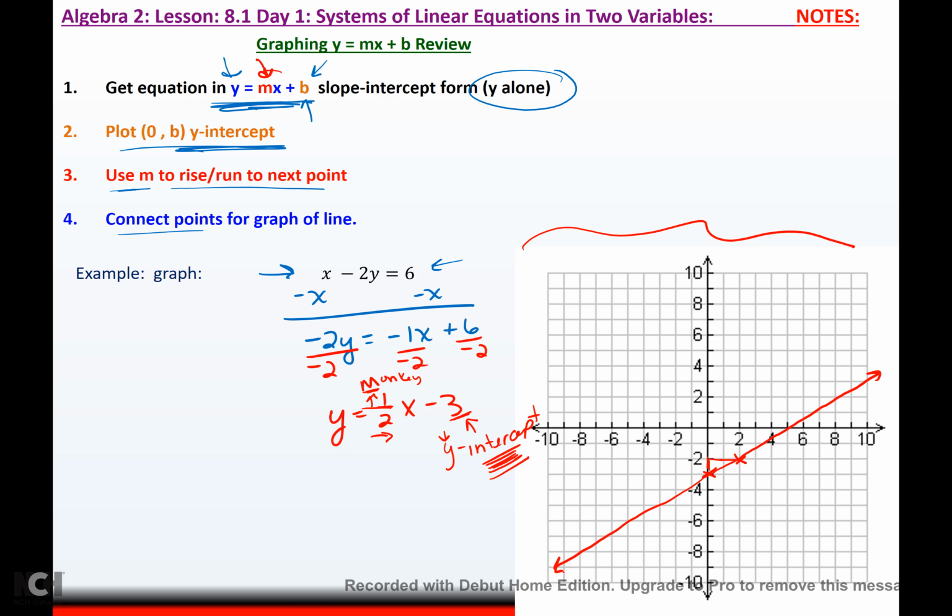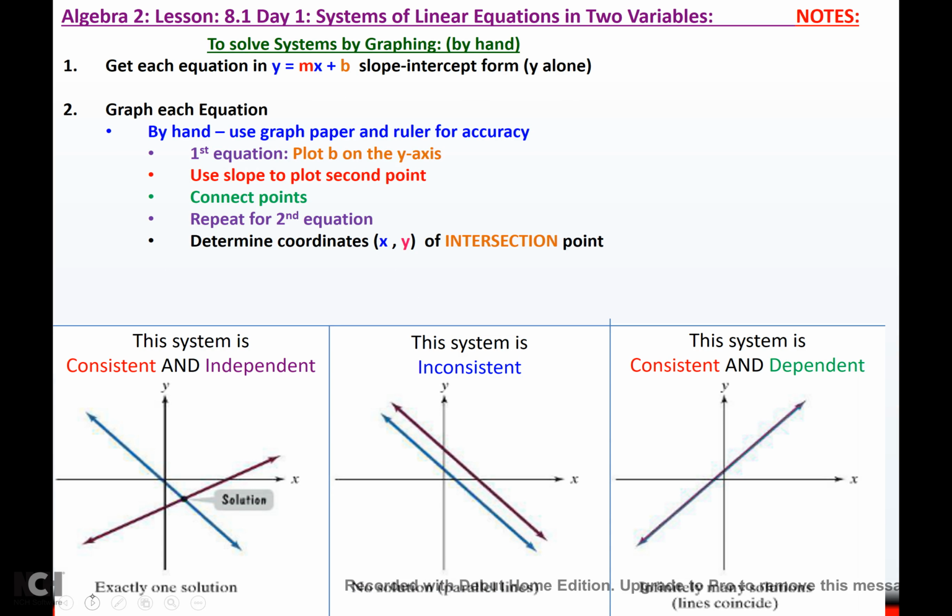Okay, so there's a little review of graphing. Why are we reviewing graphing? Well, because when you solve a system by graphing, you're going to graph each equation, get each equation in slope-intercept form. You're going to graph each one, and then wherever they intersect, that will be your solution.